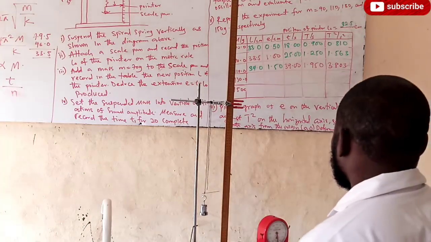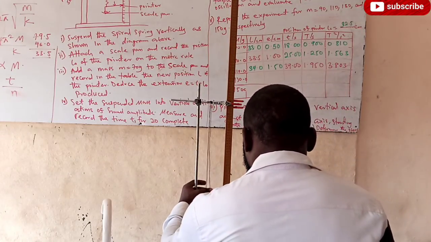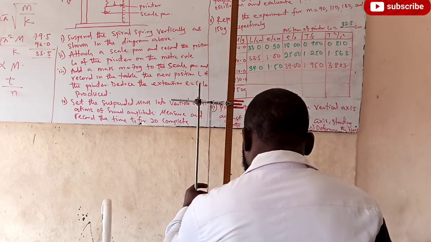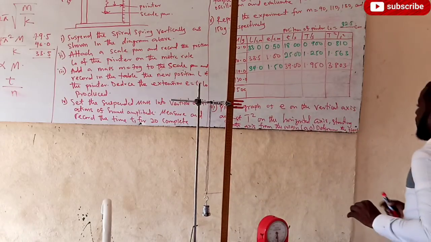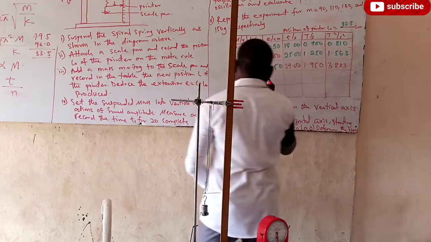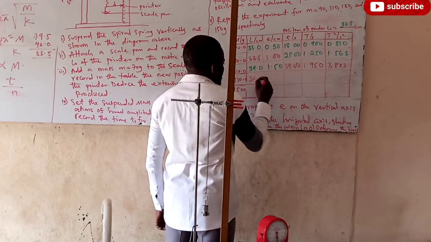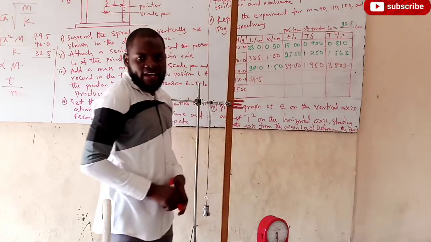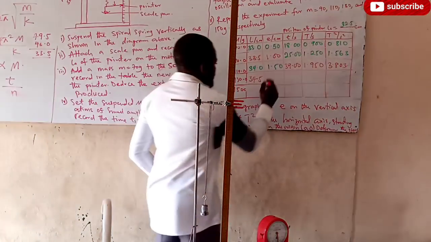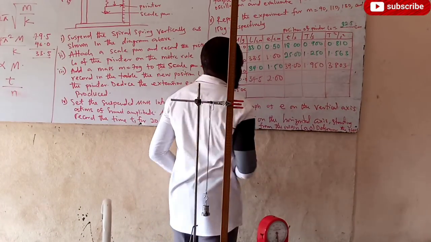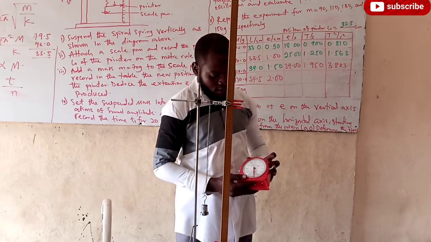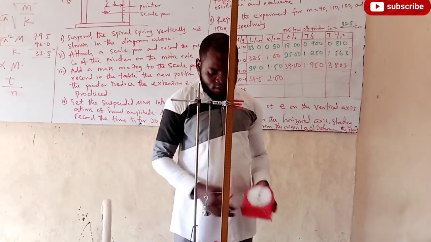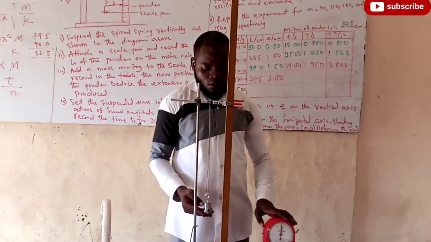Okay, the new length now is going to be 80.5. So that will be 34.5. So our extension is going to be 2.00. So what will be the time for 20 oscillations of this now? So we set our time.